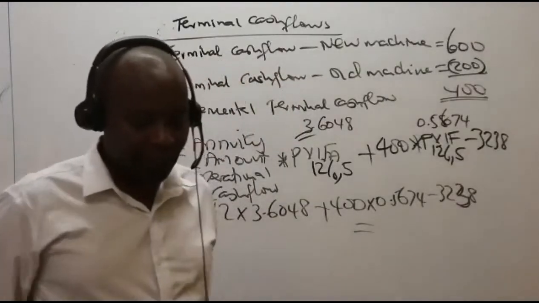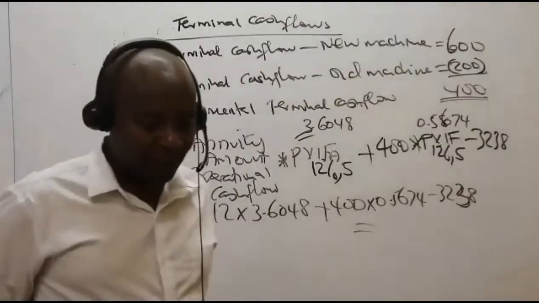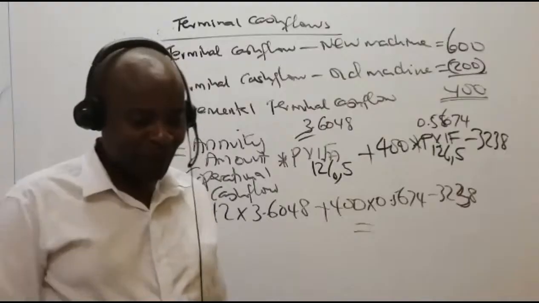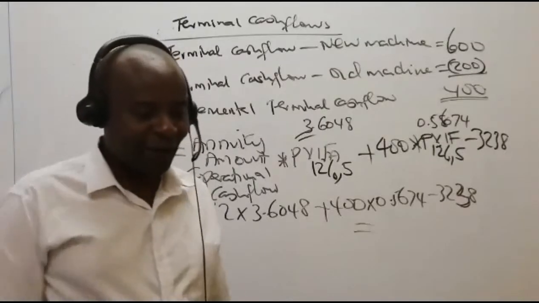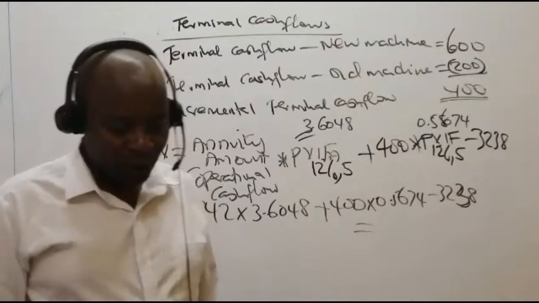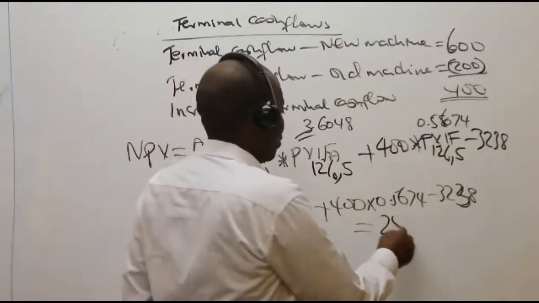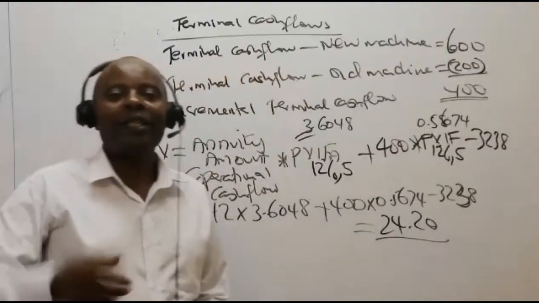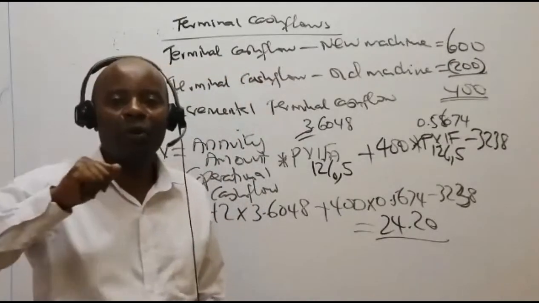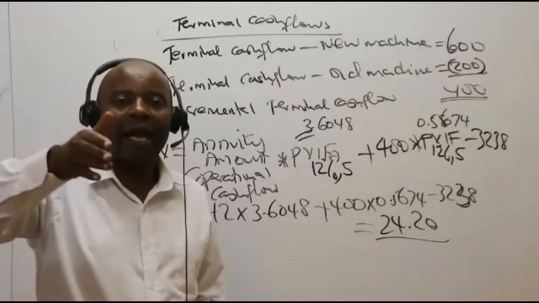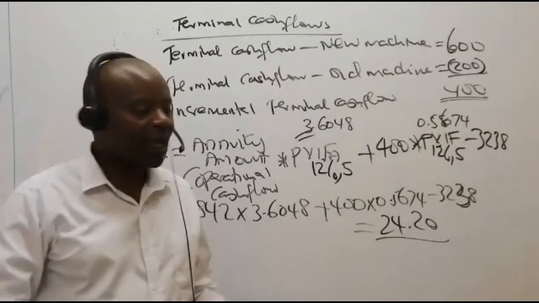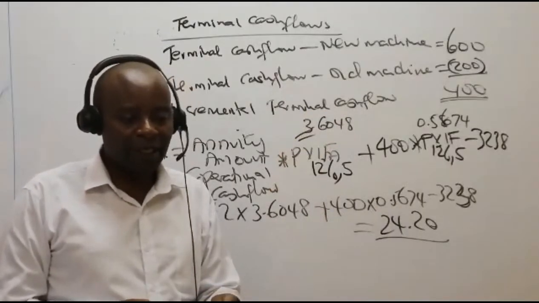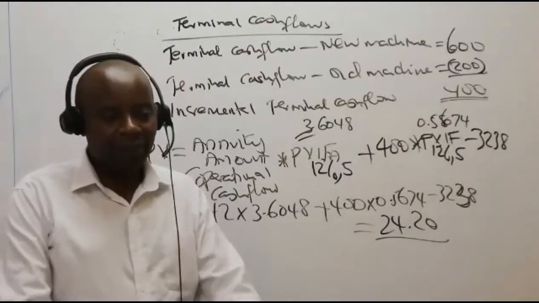Who is able to give us that net present value? I can see from Olivia, 24.20. However small, so long as it is positive, the decision to replace is viable. So we're advising these people to go ahead and replace, because replacement has a positive net present value.